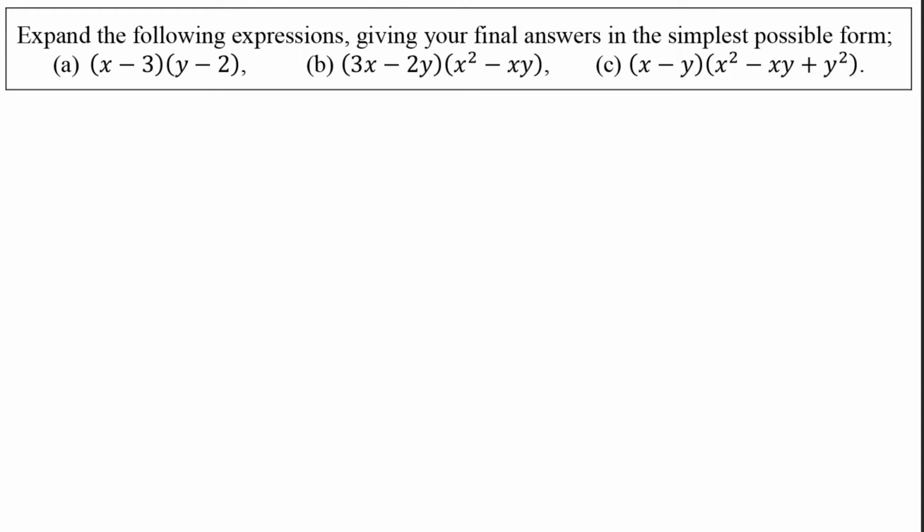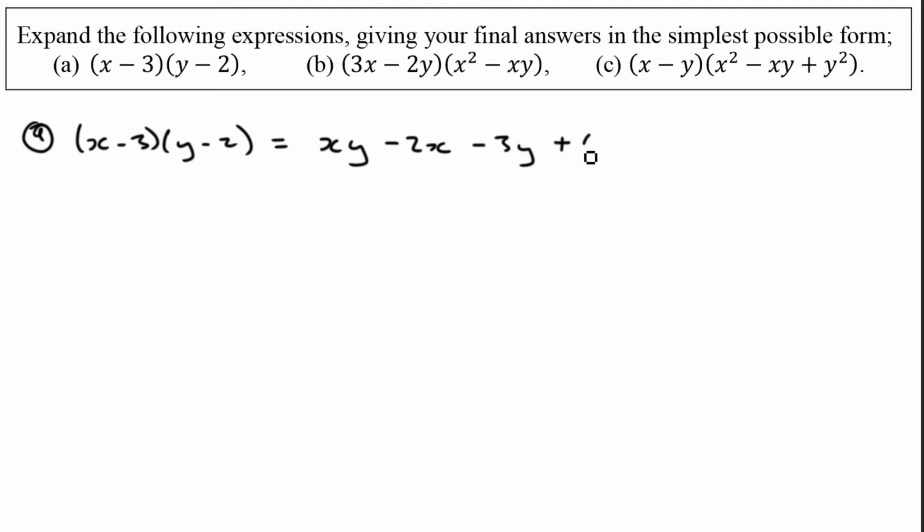In this set of examples, we have more than one variable name, but the rules are exactly the same. So in part A, when we have to expand x subtract 3, y subtract 2, multiplying first terms, we have xy. Outsides, we have negative 2x. Insides, we have negative 3y. And lasts, we have negative 3 times negative 2, which is plus 6. And there is no further simplification we can do here. All the terms are about different things. We can't combine them.